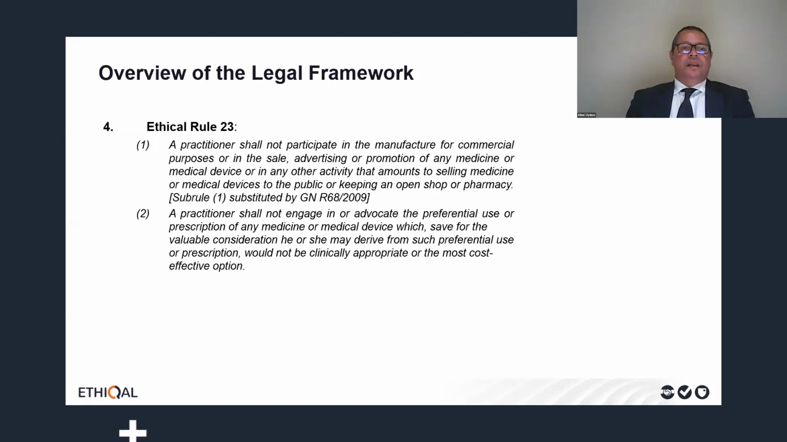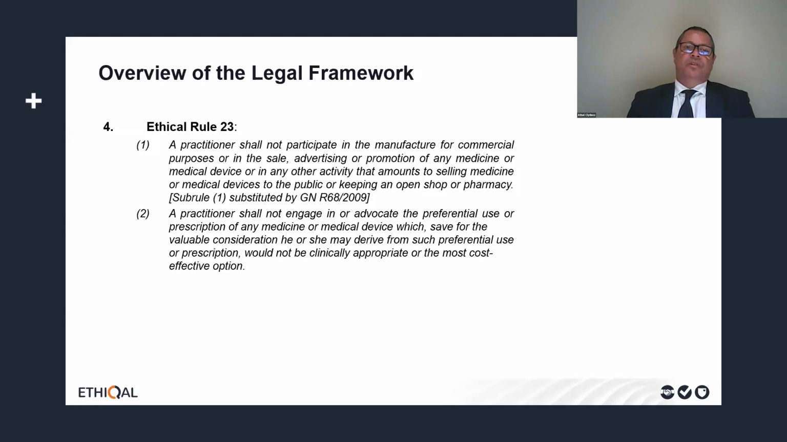Going further, we then find Ethical Rule 23, and I'll leave you to read that in your own time. And you'll see that they seem to contradict each other. That's sub-rules 1 and 2. Sub-rule 1 says, don't sell, market, advertise, promote anything which amounts to selling medicine or medical devices to the public. Sub-rule 2 then says, you cannot engage or advocate the preferential use or prescription of any medicine or medical device which, save for the money that you get for such preferential use, would not be clinically appropriate or the most cost-effective option. And that's really the important point.